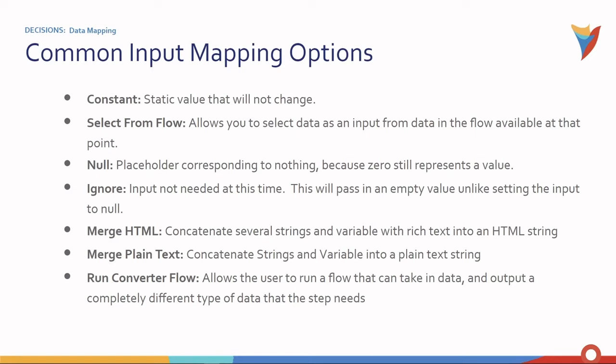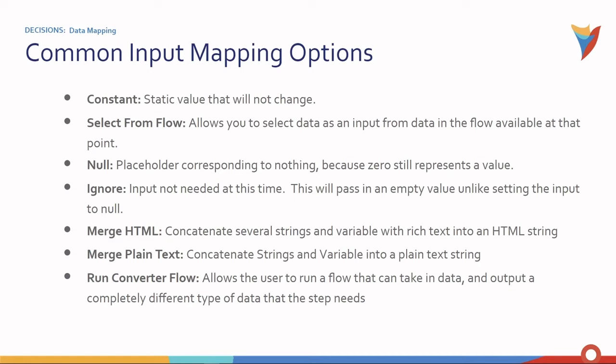A null is just a placeholder corresponding to nothing, because zero still represents a value. So if you don't want any sort of information pulled inside of that particular step or that data type, then you would choose null. Ignore: input not needed at this time. So from a perspective of running the flow, it just bypasses that particular field and it keeps going.